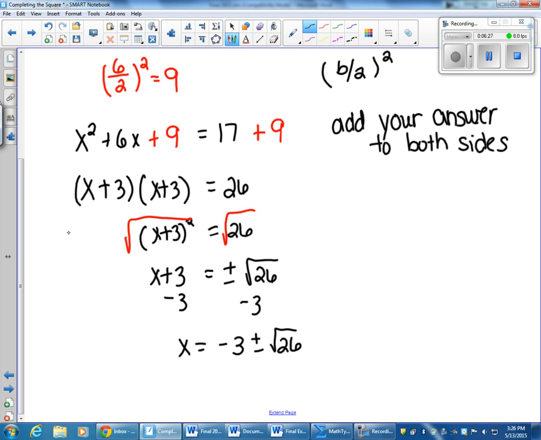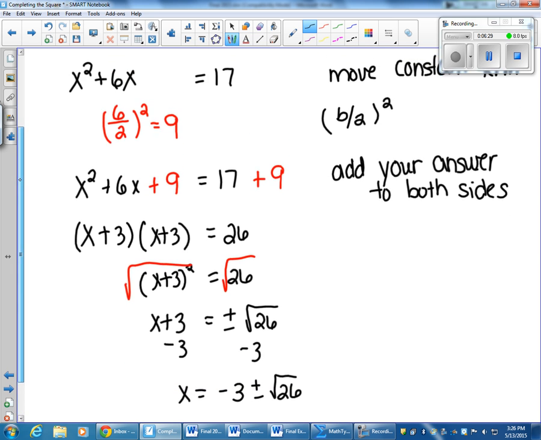and that's how you can check yourself. Okay? So move constant term to the other side. B term, divide it by 2, square it. Take your answer, add it to both sides. Factor your left-hand side, combine the two numbers on your right-hand side. Take the square root, subtract or add the number that's left here, and get your final answer. Okay? So flip to the next page.